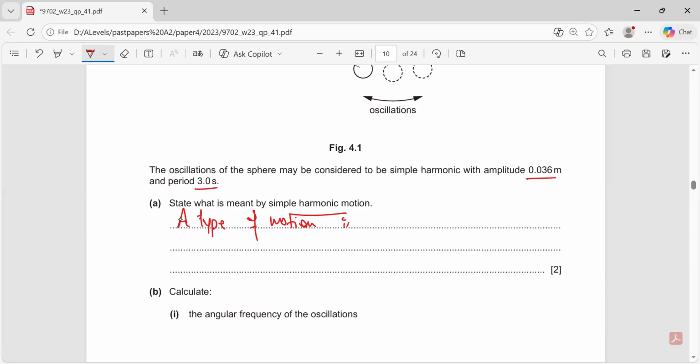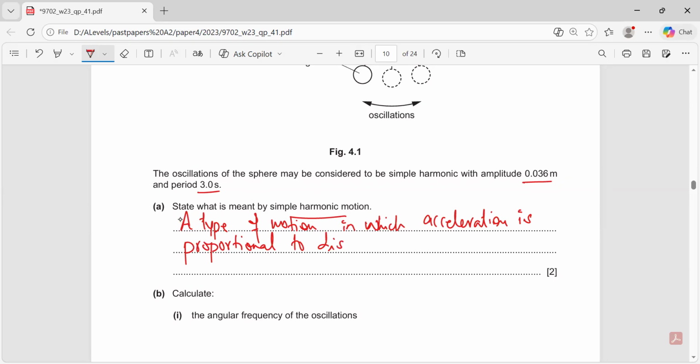Yes, it is a type of motion in which acceleration is proportional to displacement, but acceleration is in the opposite direction to the displacement.